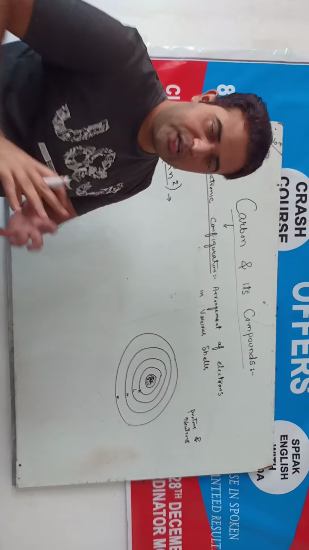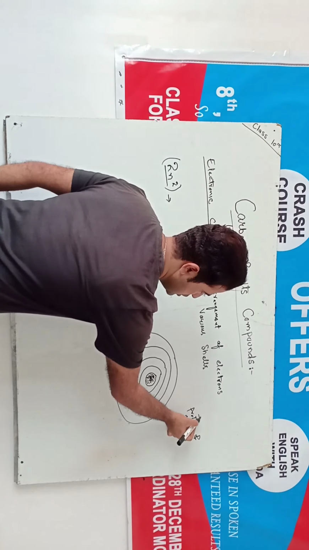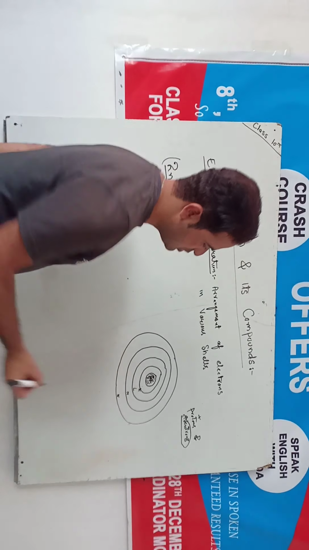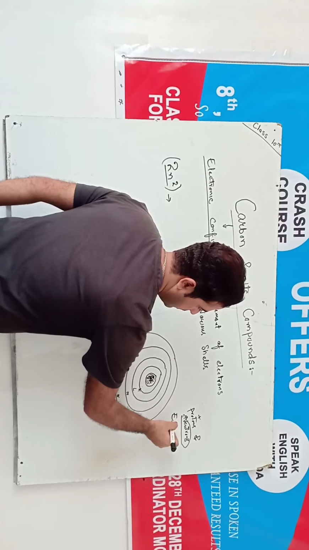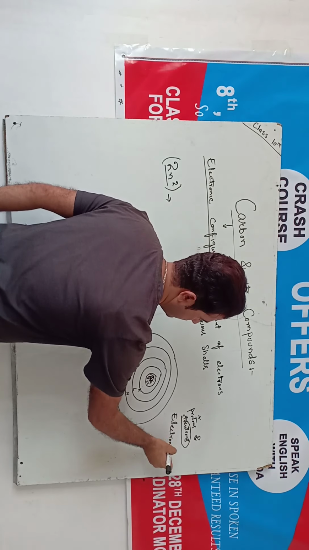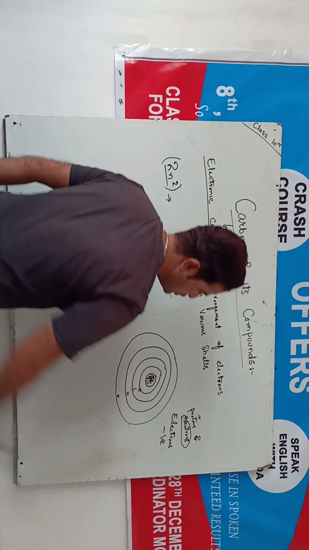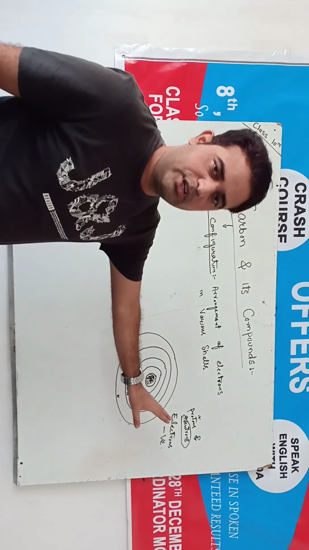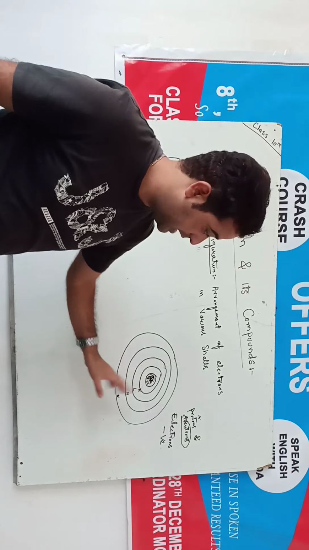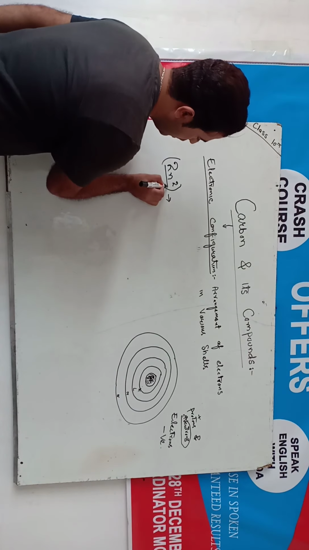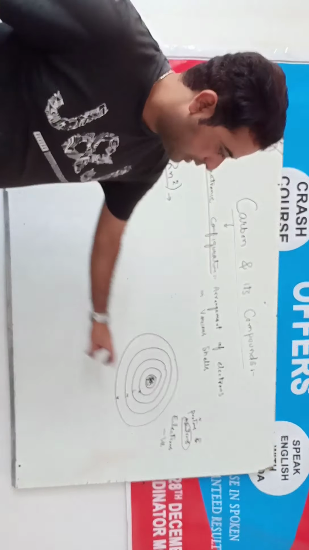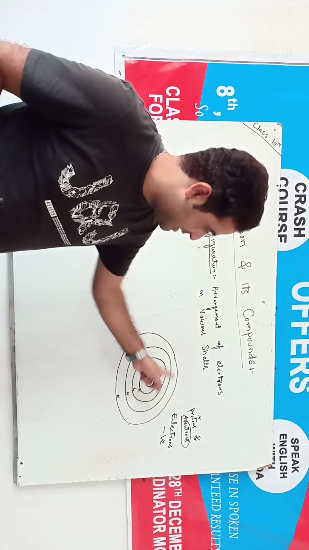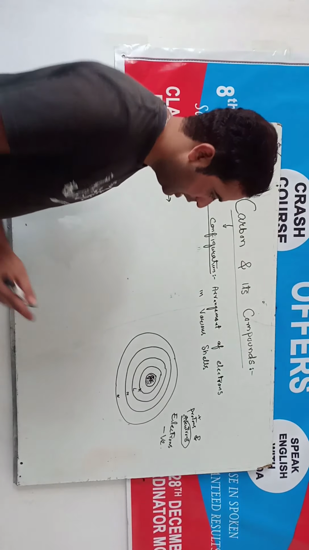Nucleus is made up of protons and neutrons. Protons are positively charged and neutrons are neutral in nature. They have no charge. And the electrons, which have negative charge, revolve around this nucleus. Now, what is the number of these electrons which revolve around this nucleus in these elliptical paths or circular paths?